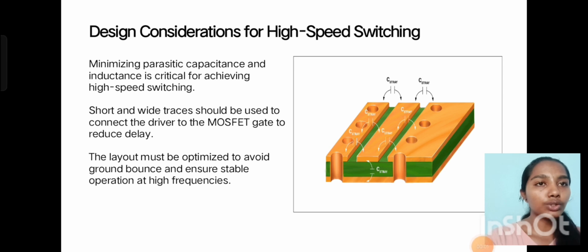Design considerations for high speed switching. Minimizing parasitic capacitance and inductance is critical for achieving high speed switching. Short and wide traces should be used to connect the driver to the MOSFET gate to reduce delay. The layout must be optimized to avoid ground bounce and ensure stable operation at high frequencies.